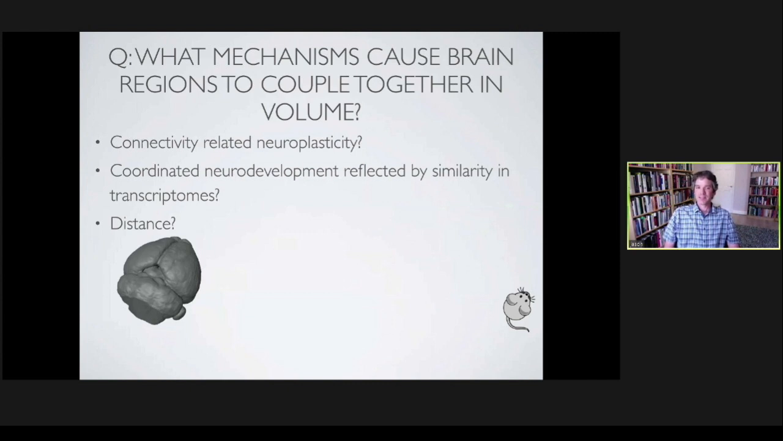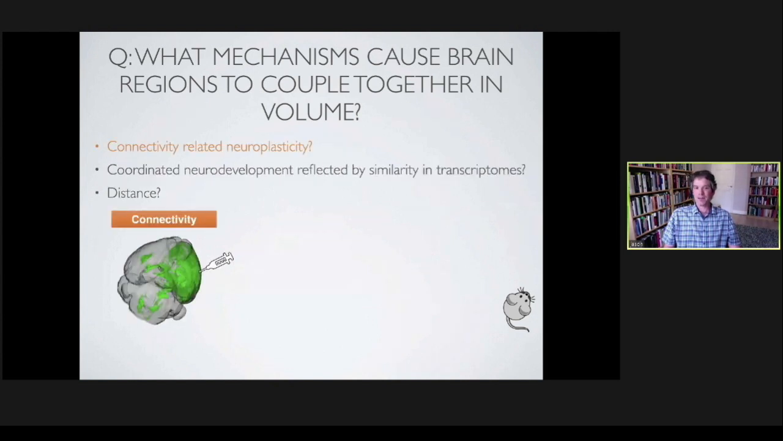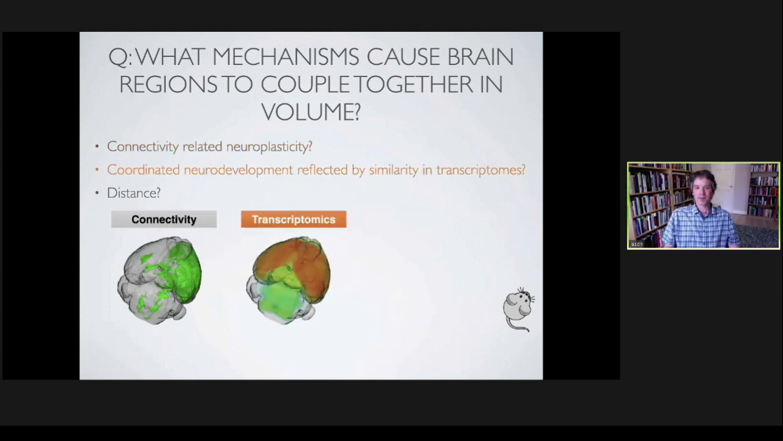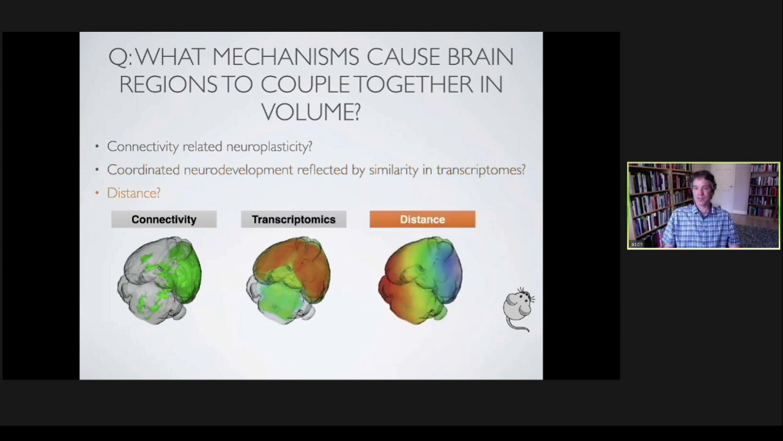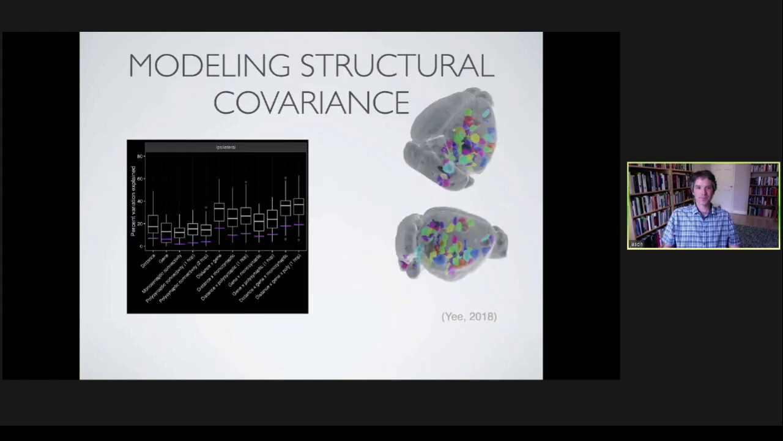So we looked at these studies using a series of different relations of measures between MRI and the Allen Institute, as I alluded to at the very beginning of this talk. We either looked at connectivity using the Allen's tracer studies. So these are retrograde injections of viral tracers, transcriptomics, so genes that are expressed similarly, or a simple distance function. Areas close to each other are more likely to be similar to each other.